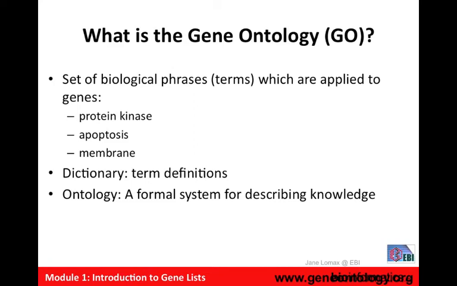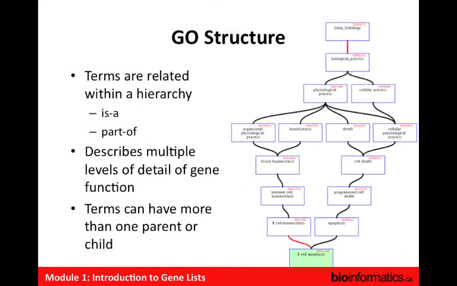And it's also an ontology. This word ontology just means a formal system for describing knowledge. Somebody has thought about how to organize and structure information formally, and I'll explain a little bit more about what that means. So the ontology aspect is basically the terms are related within a hierarchy. So you have relationships between terms. You don't just have a flat list of terms. This is part of the ontology idea.